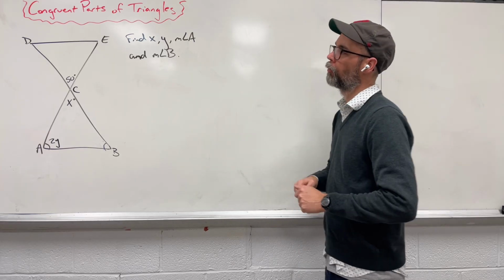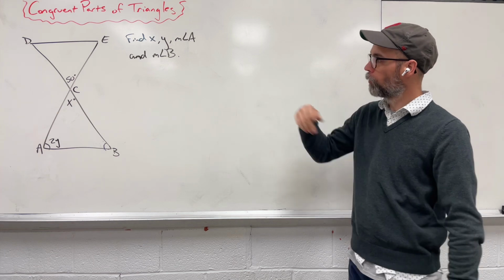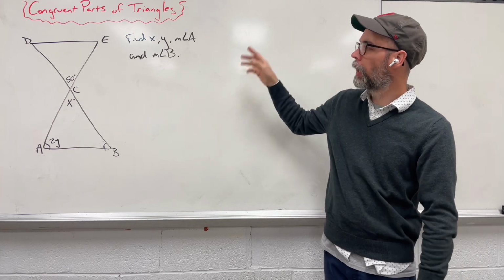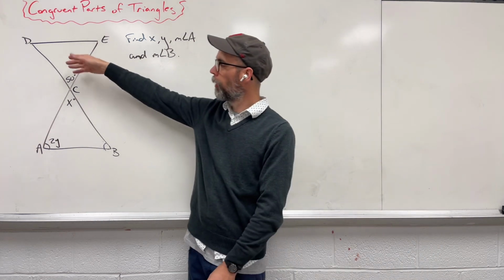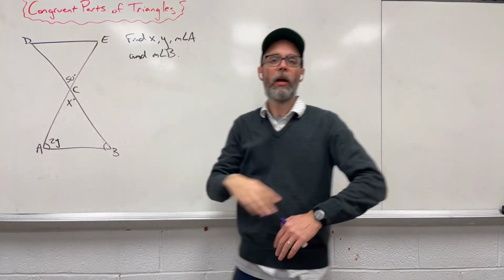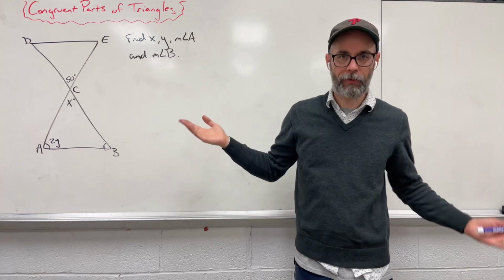Hi, today we're going to take a look at congruent parts of triangles. So we have two triangles here, and we want to figure out what x, y, the measure of A, measure of B is. Starting up top, let's work our way down. D and E, we know absolutely nothing about them, and that's fine because we're not asked to solve anything with them.